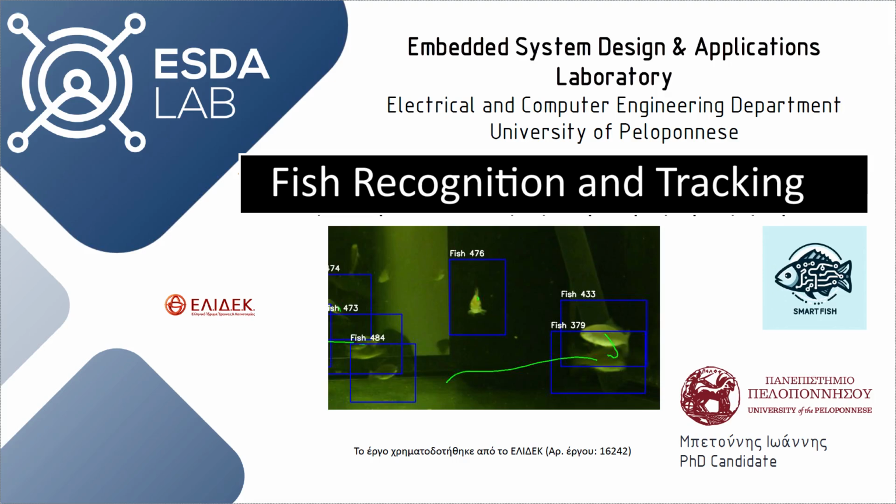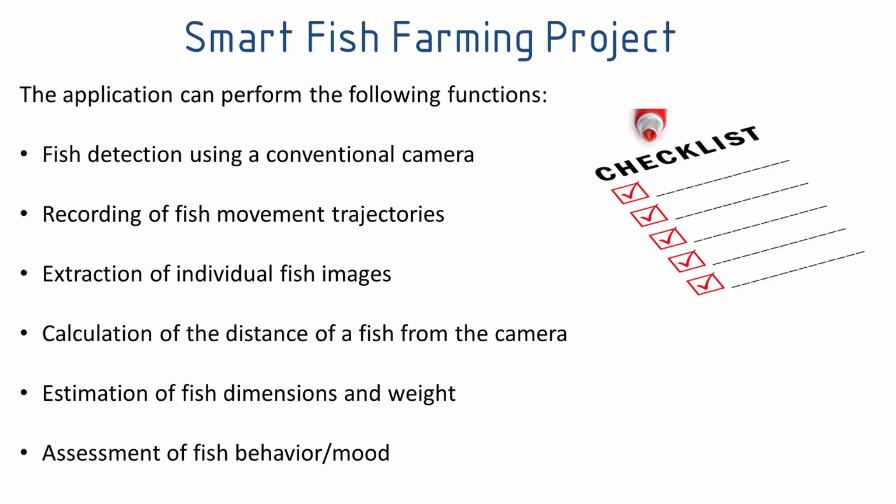In this video, we will examine the fish recognition and object classification as well as fish tracking functions supported by the system developed in the context of the smartFish project. The basic operations supported in this project include fish detection, recording of fish trajectories, and extraction of individual fish images that are going to be used for morphological feature extraction using shape alignment, like fish length and weight. The distance of the fish from the camera is also estimated from stereoscopic vision.